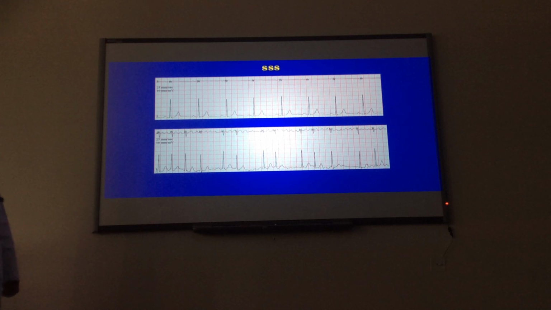He lost consciousness transiently for some time. What do you see in this one? Normal. No, it's normal brady. Sinus. And this is 2 leads, by the way. The QRS complex here is very, very small, but you can see it in the other lead.